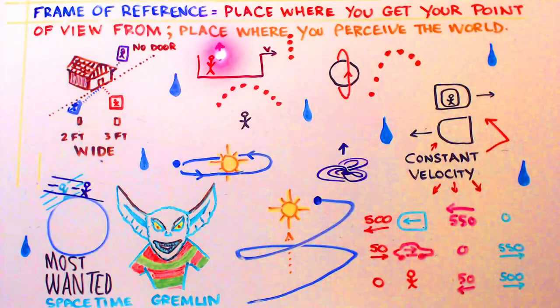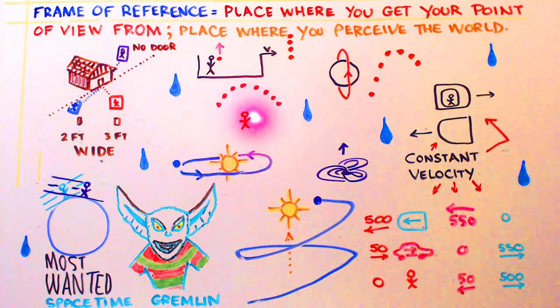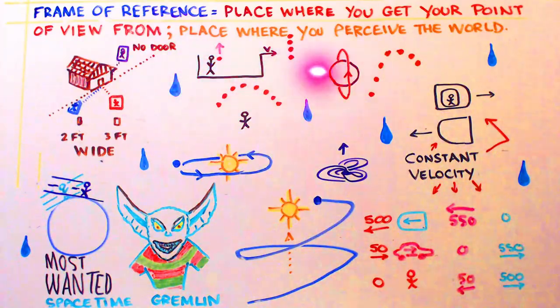Now, what if the man was on the train and he dropped a ball? To prove my point, we're going to watch a video. First, we're going to watch what the man standing still on Earth sees as this train goes by and the ball drops.